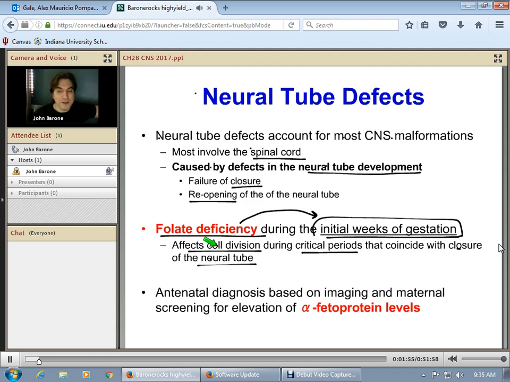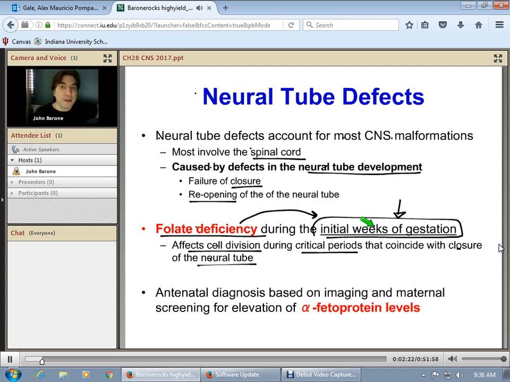Now, question. What should women do then to prevent this? Well, they should take prenatal vitamins with folate, right? Here's the problem. When this occurs is before you know you're pregnant. This occurs in the first few weeks of gestation, before you get morning sickness, before you miss your period. So here's the problem. Once you're pregnant, you start taking the prenatal vitamins. It's too late.